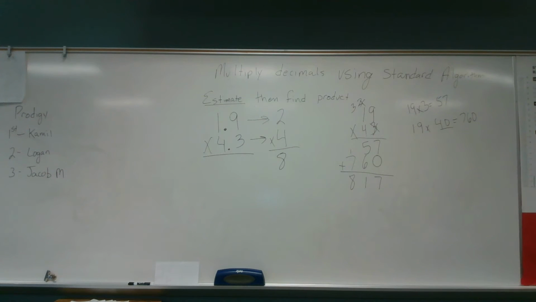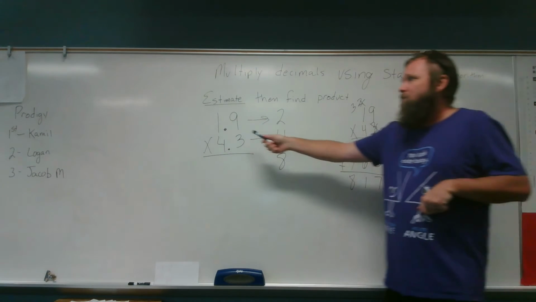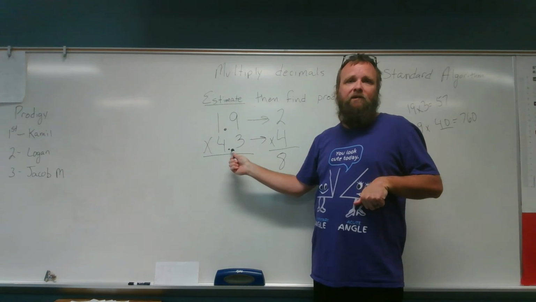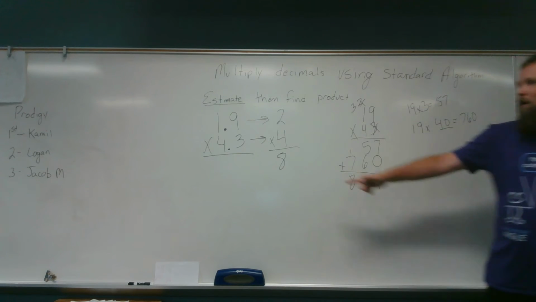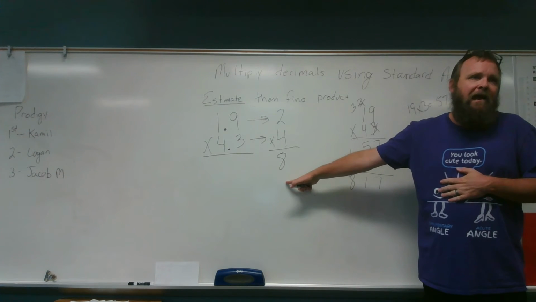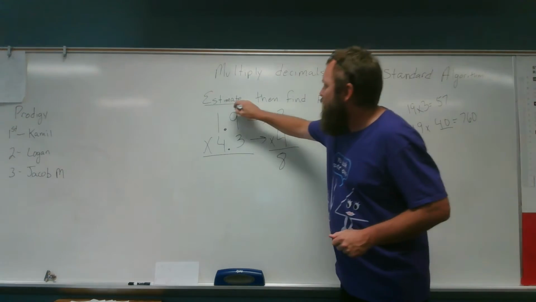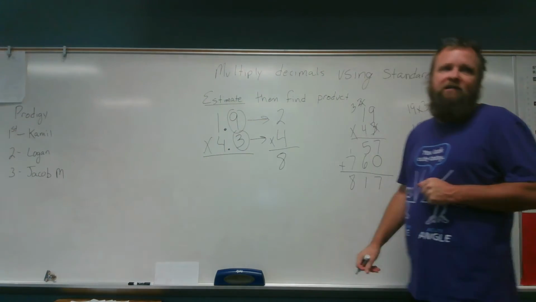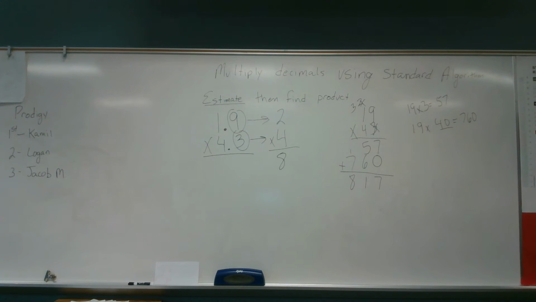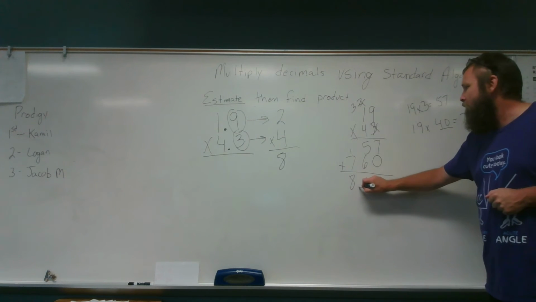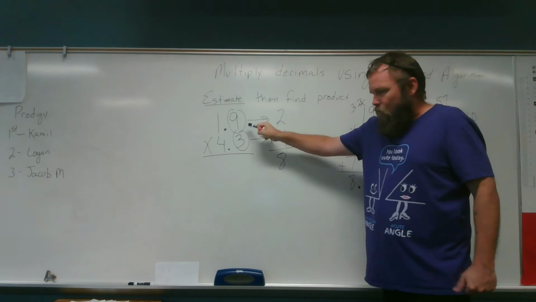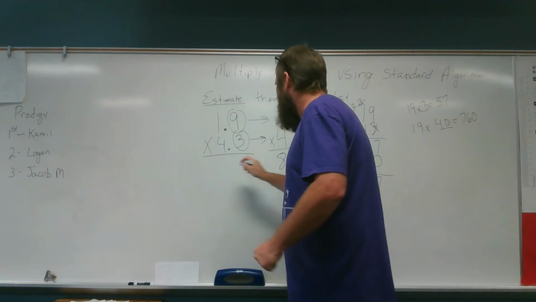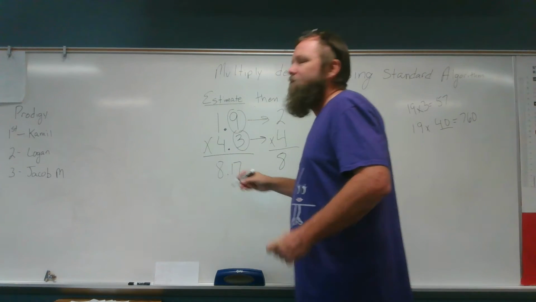817. That is not the answer to 1 9/10 times 4 3/10. That is the answer to 19 times 43. Our estimate said our answer needed to be around 8. In our problem, there are 2 numbers behind the decimal point, which means there needs to be 2 numbers behind the decimal point in the product. So our answer to 1 9/10 times 4 3/10 is 8 17/100.